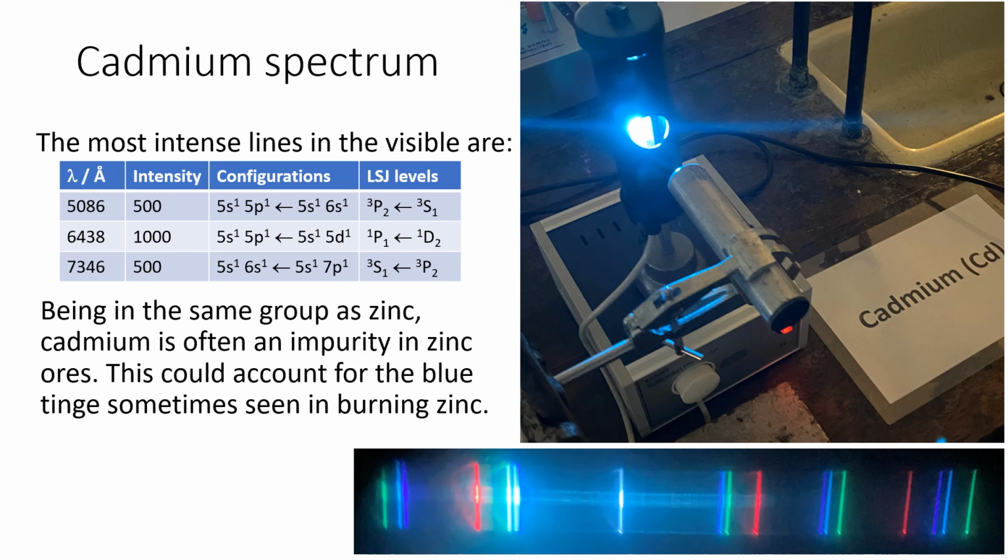And curiously, I think you sometimes see a bit of a blue tinge when you burn zinc. It's a bit of a hunch, because zinc and cadmium are in the same group in the periodic table, which means there are similarities in their chemistry. For that reason, cadmium is probably quite a likely candidate as an impurity in a zinc ore, where the geochemical separation processes haven't completely managed to separate the elements because of their similarity. So I think cadmium may account for a very slight blue tinge that's sometimes seen in the burning of zinc.